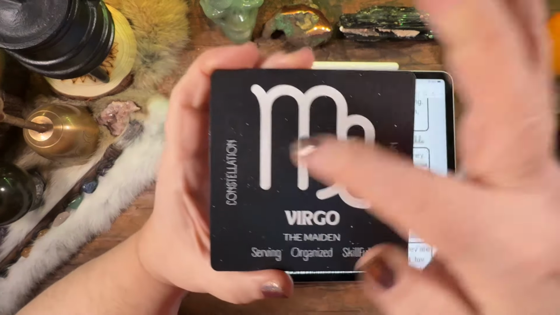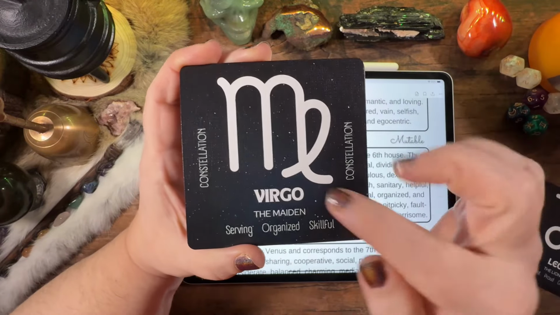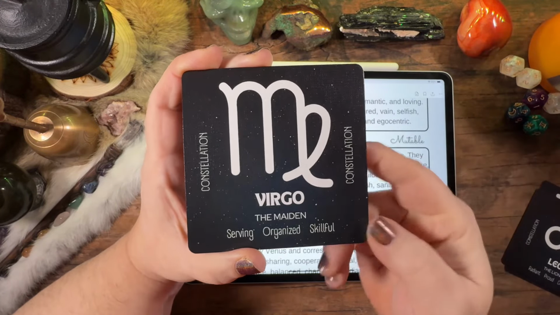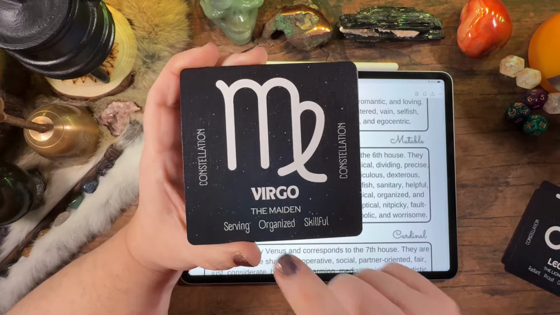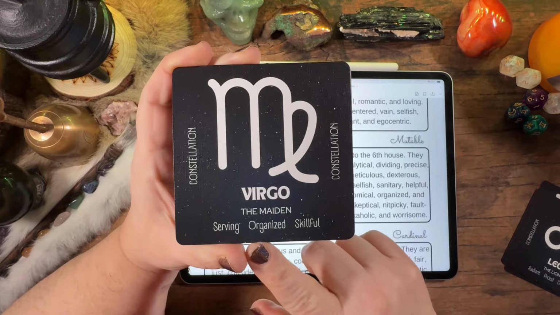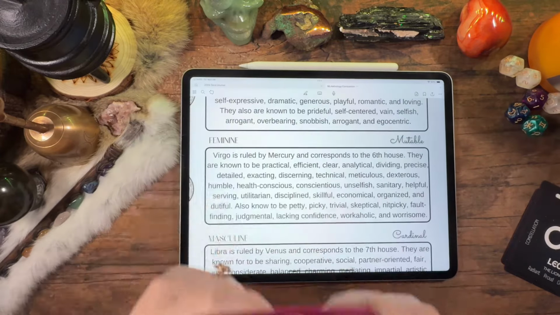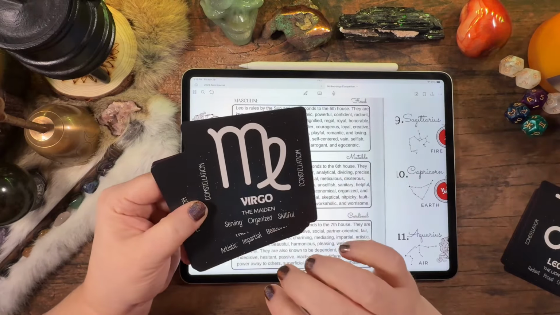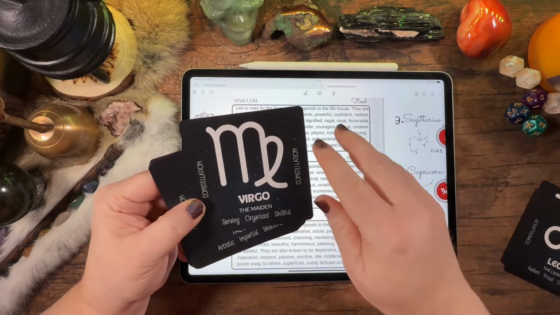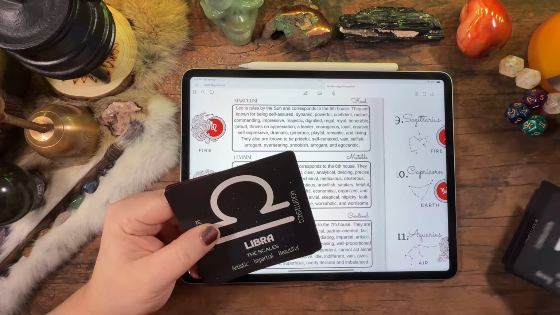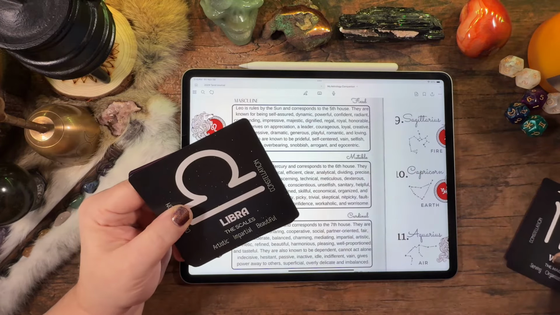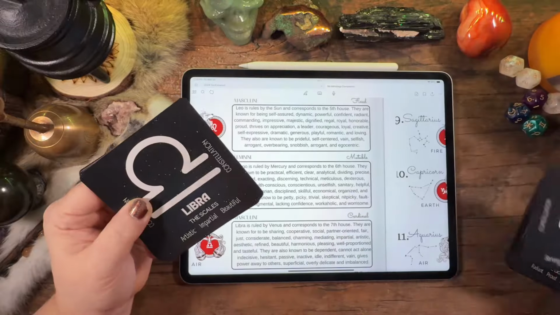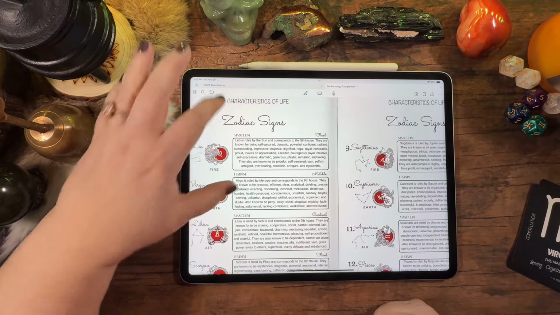And this is what the symbol looks like. It's very close to a Scorpio, except Scorpio's got the little tail. And it's considered the maiden: serving, organized, skillful. These cards were just little keywords to remind you what that particular sign would mean. But that's what it would look like on the chart.